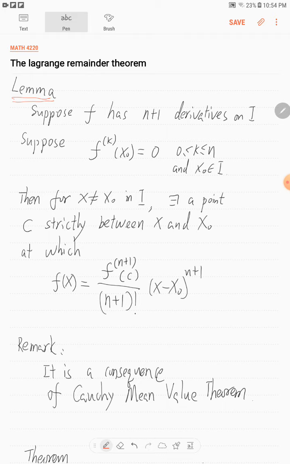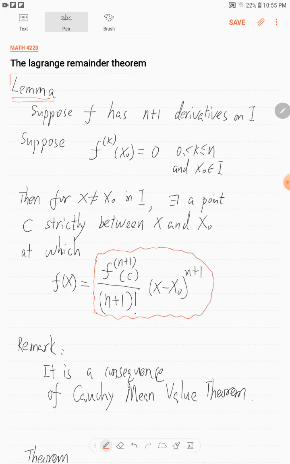Suppose f has n plus 1 derivatives on the open interval I, and we also suppose the kth derivative of f at x0 equals 0, where x0 is in the interval I, and k is greater than or equal to 0 and less than or equal to n. For any value x not equal to x0 in I, there exists a point C strictly between x and x0 such that f of x is equal to the (n+1)th derivative of f at C over (n+1) factorial times (x minus x0) to the power n plus 1.